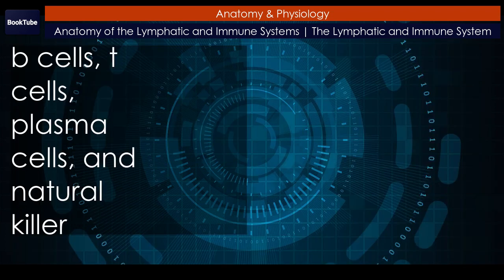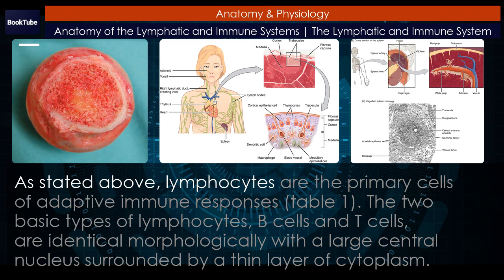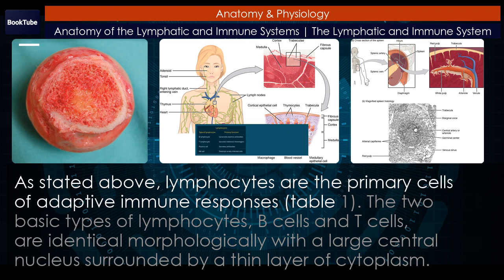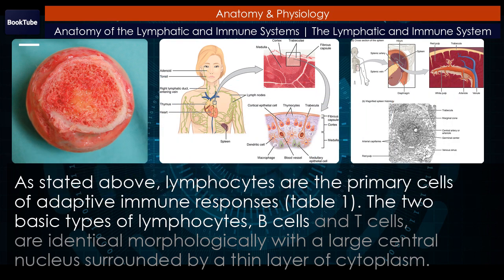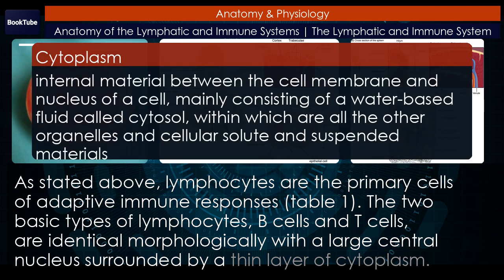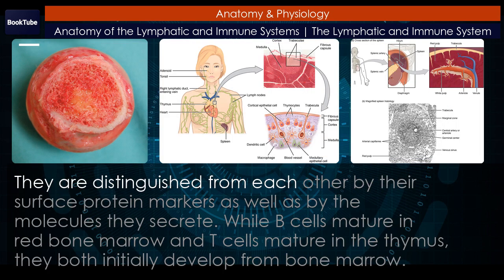Lymphocytes: B cells, T cells, plasma cells, and natural killer cells. As stated above, lymphocytes are the primary cells of adaptive immune responses. Table 1. The two basic types of lymphocytes, B cells and T cells, are identical morphologically with a large central nucleus surrounded by a thin layer of cytoplasm. They are distinguished from each other by their surface protein markers as well as by the molecules they secrete.